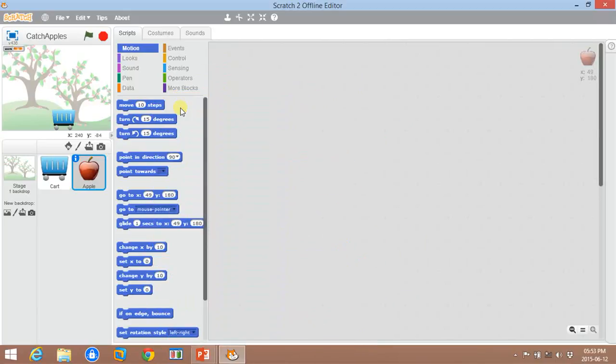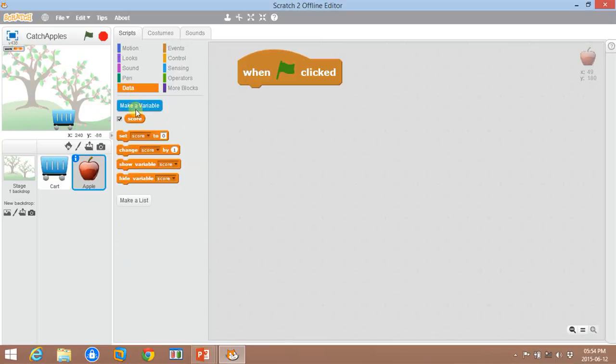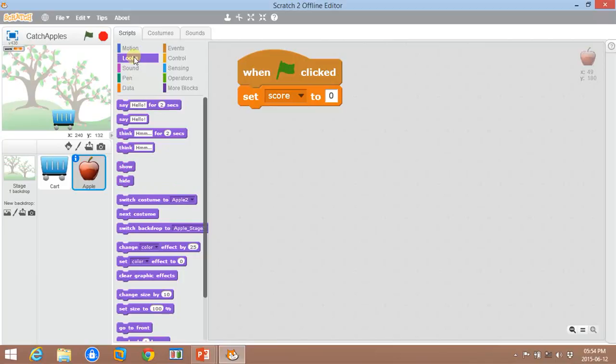Okay, now there's two blocks that we're going to do next on the apple sprite. Okay, the first one is where we are going to clone our apples. All right. So we're going to start with our event, our green flag clicked. Okay, we also have our score variable that we're going to use in this game to keep our score. So once again, we're going to set the score to 0. Okay, and then we're going to use the show block from your looks collection. Put it under our 0 score.